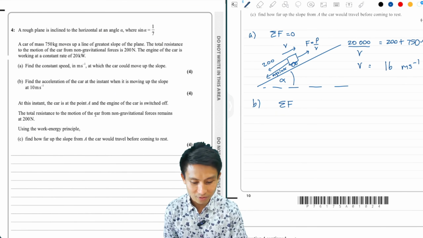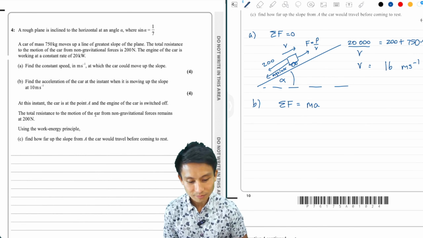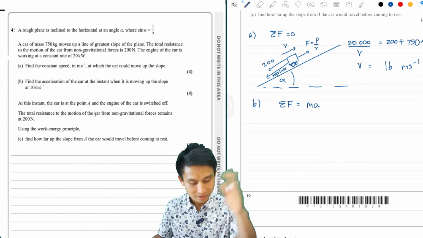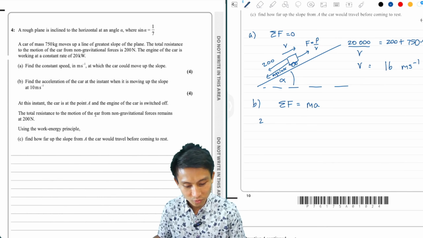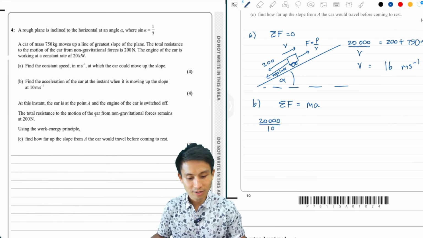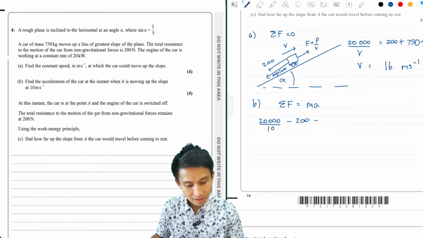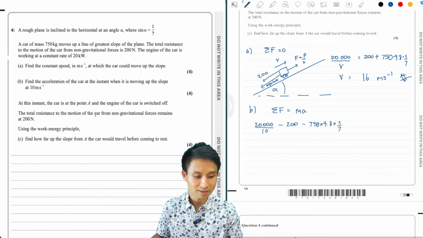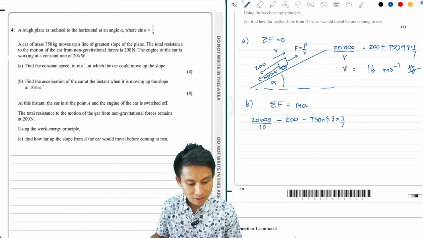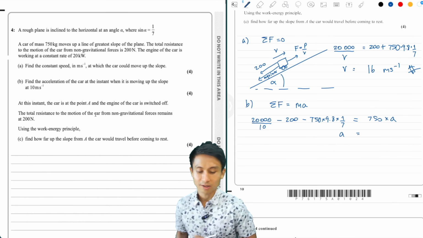So we're going to have to use now ΣF equals ma. Just Newton's second law there. So the ΣF, yeah, the upward minus the downward, so 20,000 divided by 10, that's the engine force upward. Minus 200, kept the same. And then the weight component, 750 times 9.8 times 1 over 7, because that's the sin α, is going to be equal to m, which is 750, times a. So if we solve for a, we're going to be home free here.